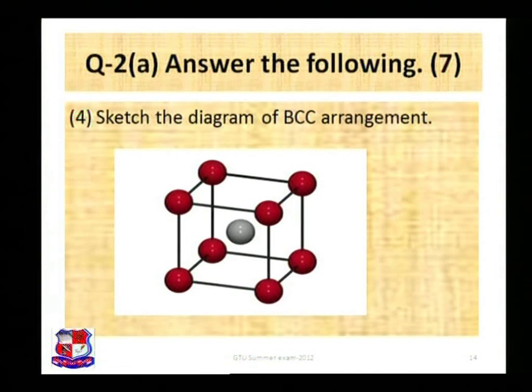Now they have asked for a diagram, each costing 1 mark. You can see here, this is the BCC arrangement. All the atoms are kept at the corners of the cube, and there is only a single atom in the center of the entire cube. So this is the body centered cubic crystal. This is the diagram that you are supposed to draw for the 1 mark.